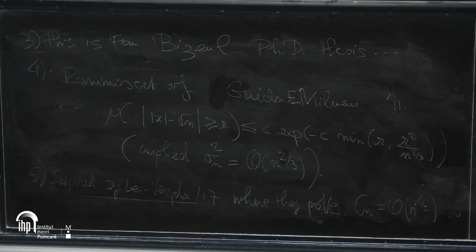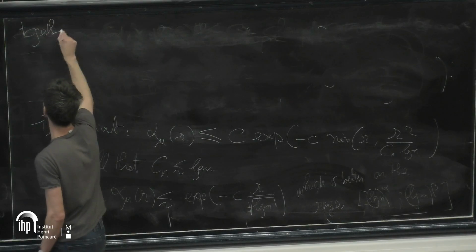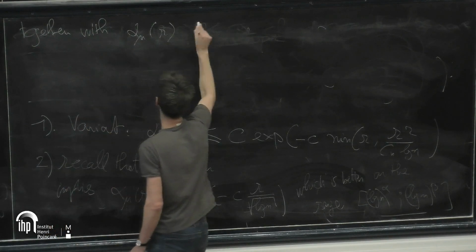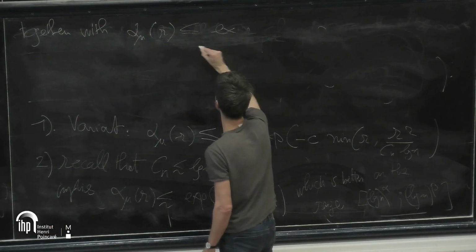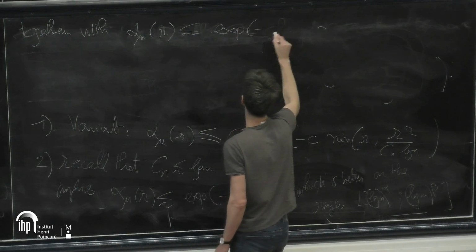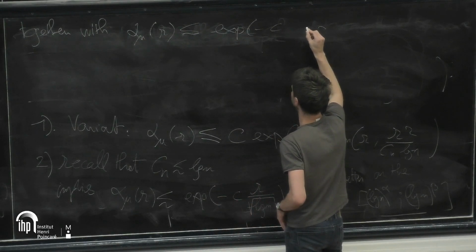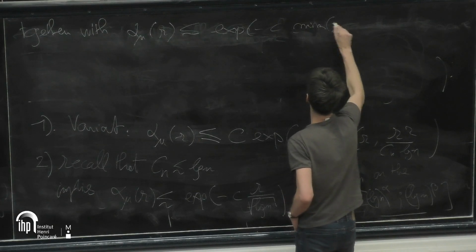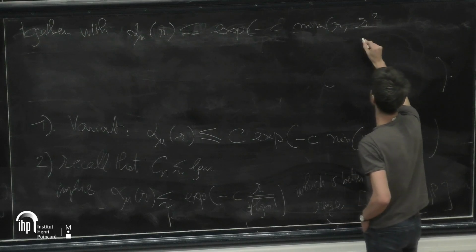But they also had this estimate, that the measure of deviation is less than exp of minus c times the minimum of r squared over n to the 1/2.